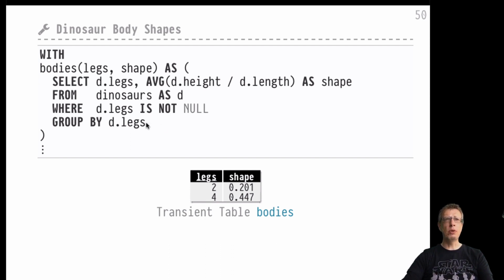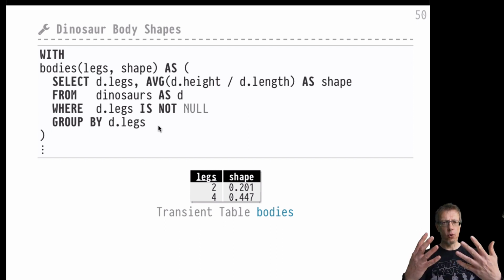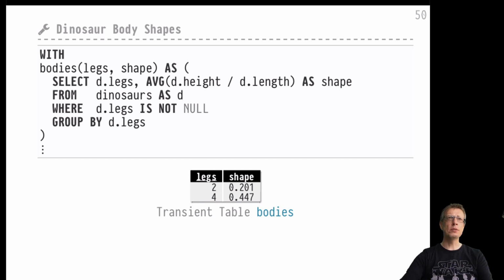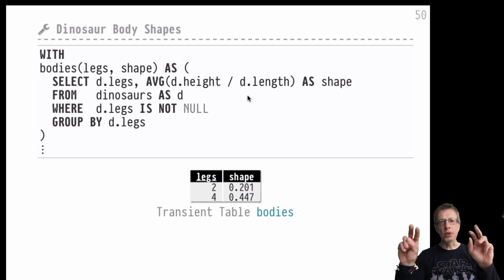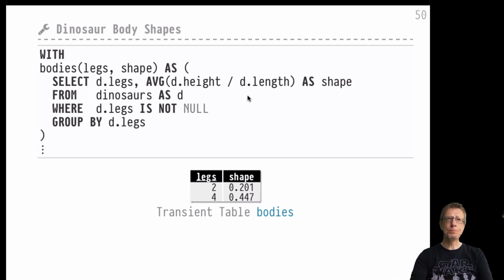group by construct here. So a group by D legs will leave us with two groups, the two-legged and the four-legged animals. All right. And inside each of these groups separately, we would compute the body shape, the height to length ratio inside that group. And we would use average aggregation to find the typical shape, that is, the shape ratio that is characteristic for this particular group.